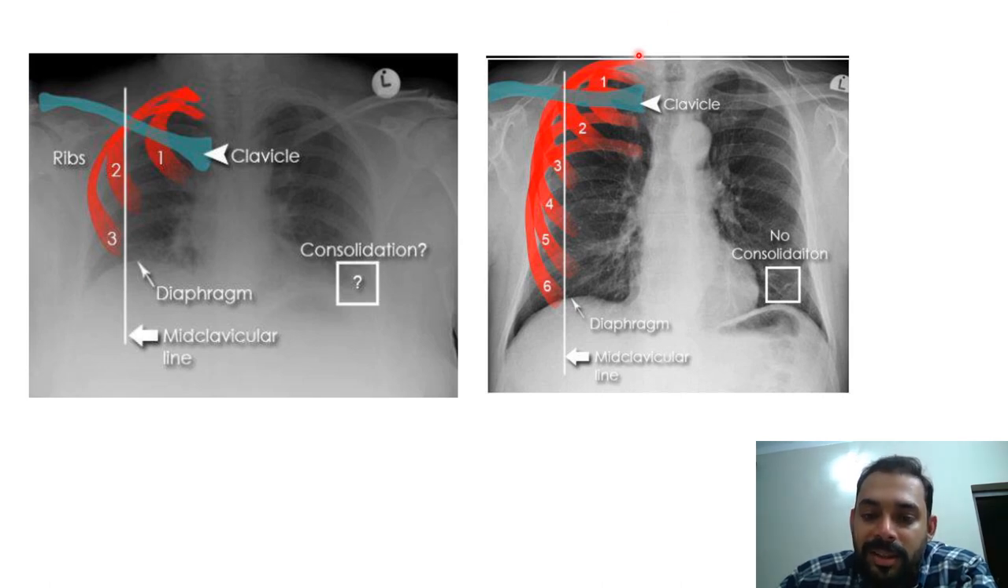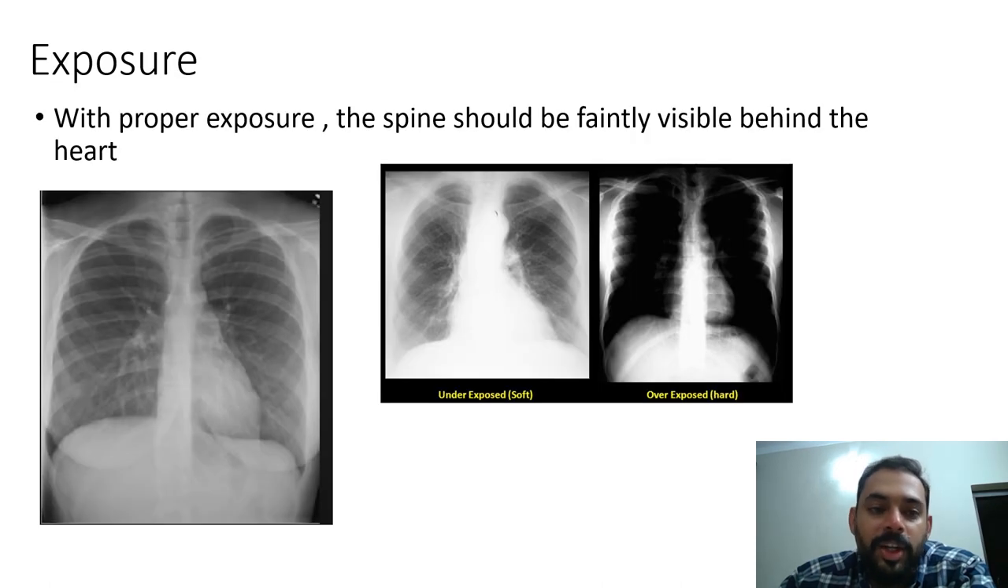So here you can see, this is a very good inspiratory film. You can see 1, 2, 3, 4, 5, 6 anterior ribs in the mid-clavicular line. While here you can only see 3 anterior ribs. So that is why a good inspiratory film is required for proper interpretation.